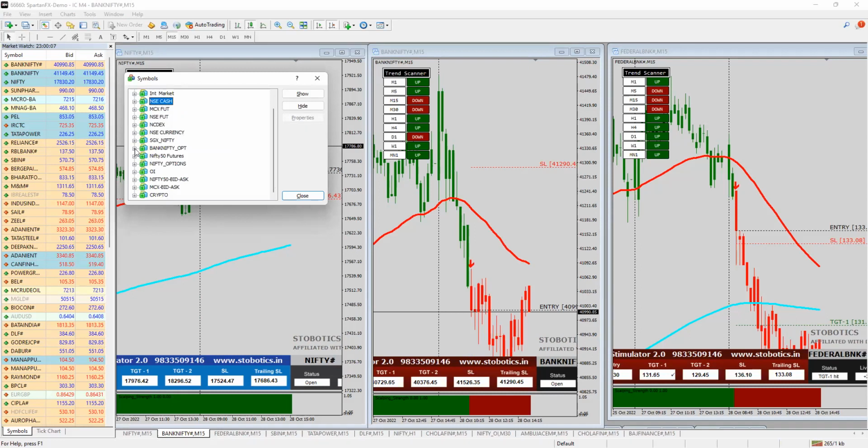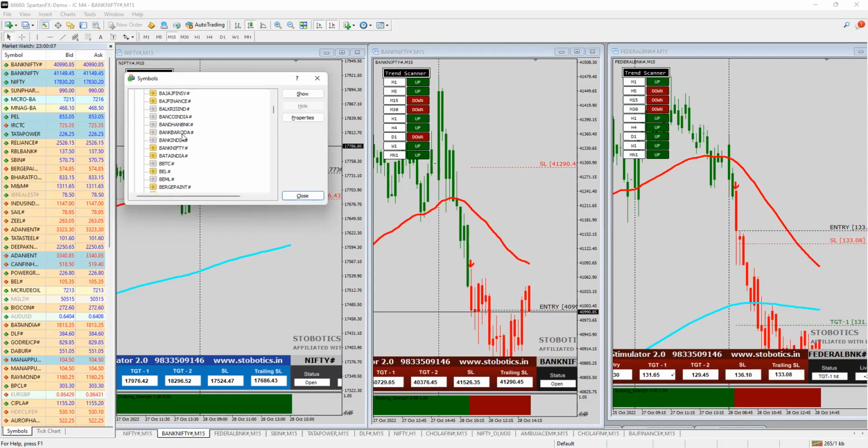Whenever you want to trade in option, Bank Nifty option, you can go for Bank Nifty option. Otherwise, you don't have to go for it. And in options also, you have to trade as per the chart which is given in spot, not as per the option chart. Now if you see NSE cash, you will see so many kinds of stocks. Whichever stock you need, you can type it in this NSE cash and you will get it.